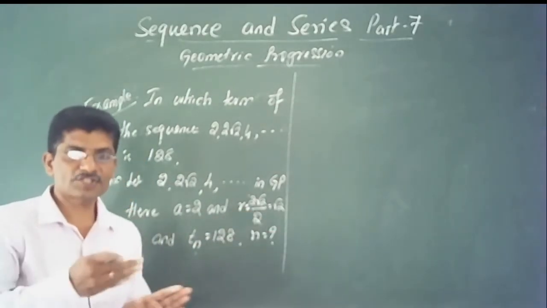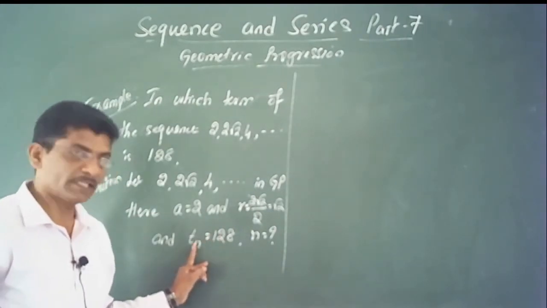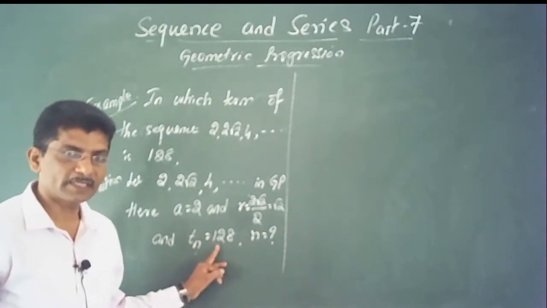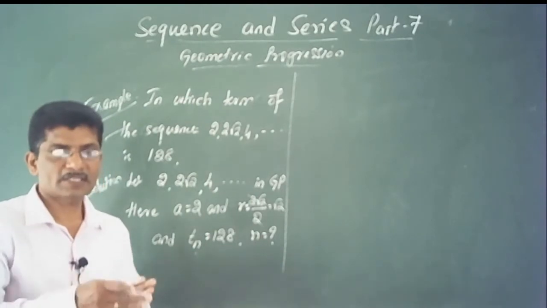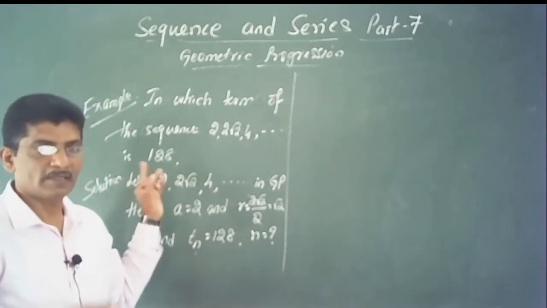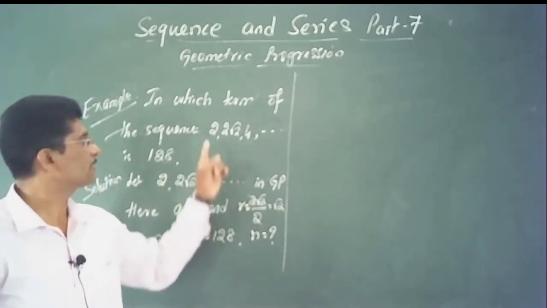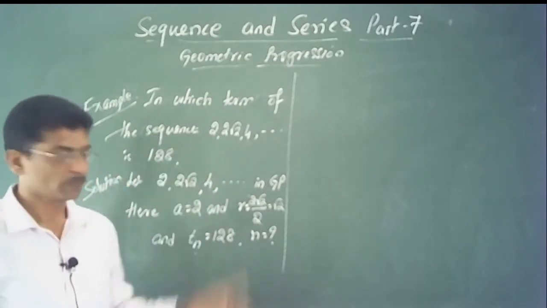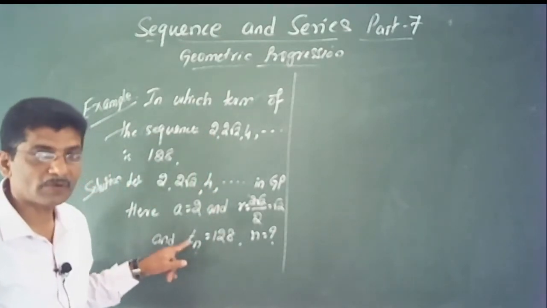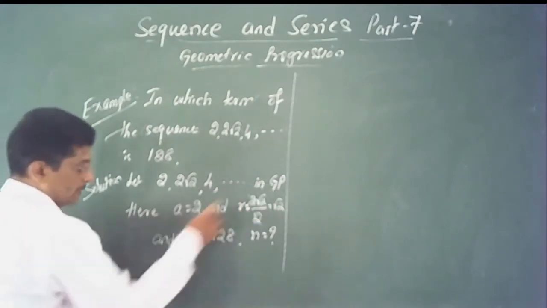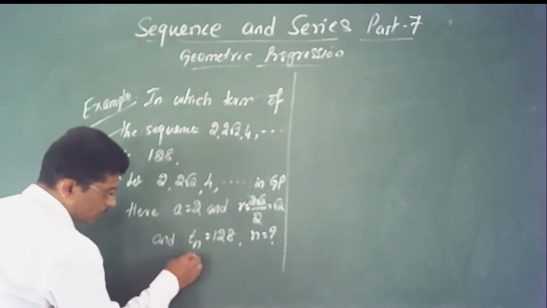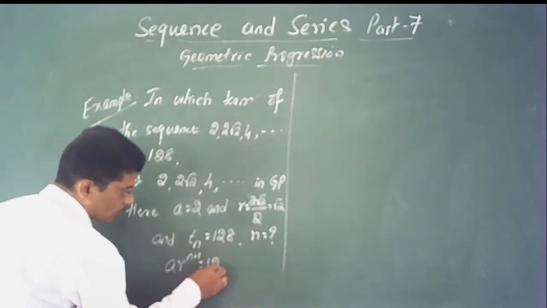128 ನಂದು ಎಷ್ಟನೇ ಟರ್ಮ್ ಅಂತ. It means the nth term is assumed to be 128. Then find the value of n. Then you say that nth term is 128 in the given sequence ಅಂತ ಹೇಳ್ಬೋದು. Here you know, using the formula, what is Tn in GP? Here you know that A into R raised to n minus 1 is equal to 128.